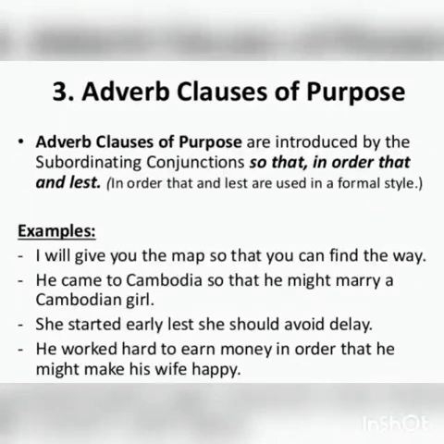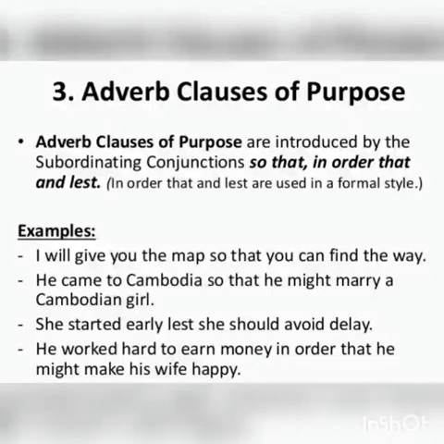The last one is adverb clause of purpose. The clause which is used to tell you about the purpose of the verb in the main clause is called adverb clause of purpose. It explains the purpose of the action in the main clause. It is introduced by subordinating conjunction so that, in order that, lest.